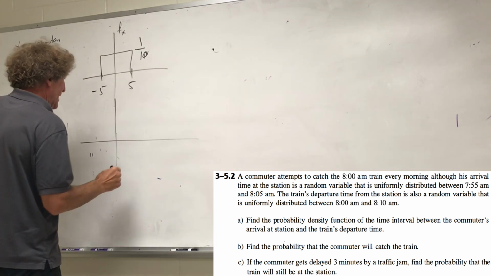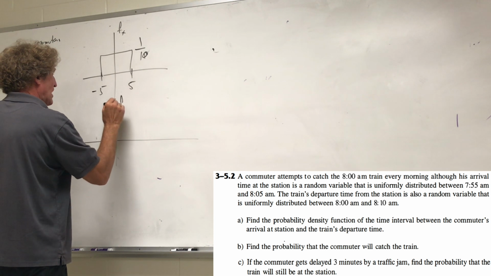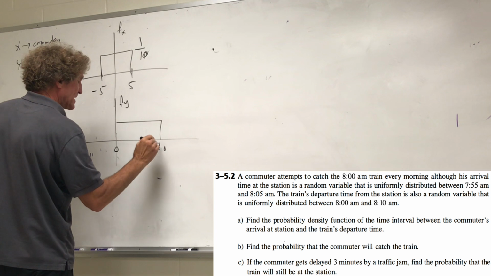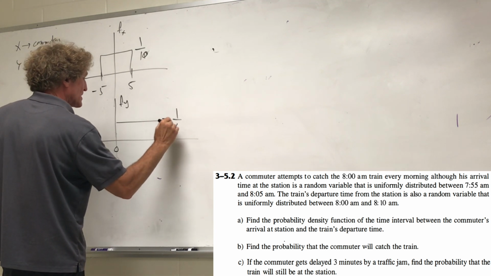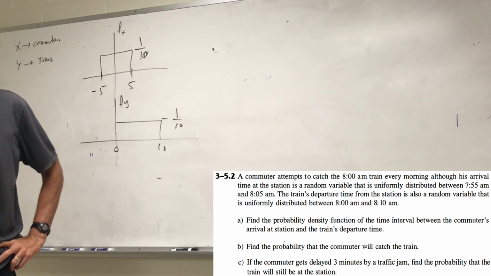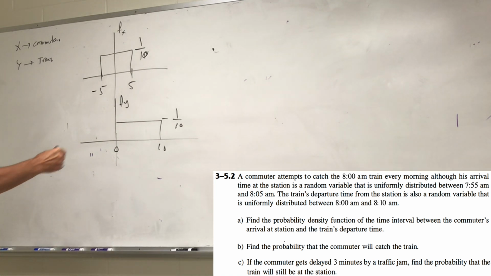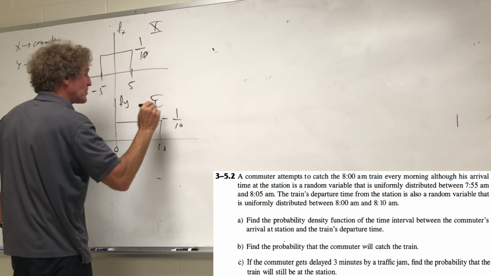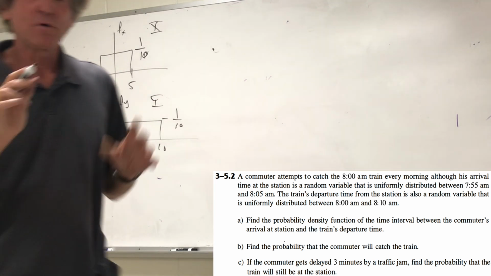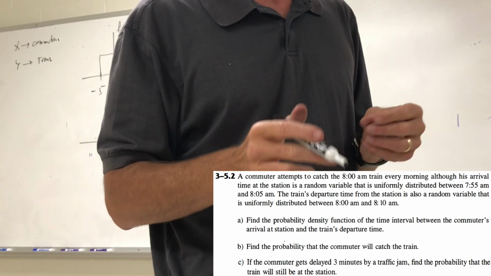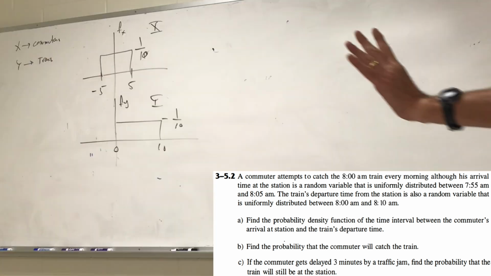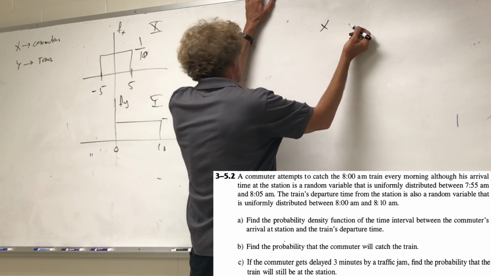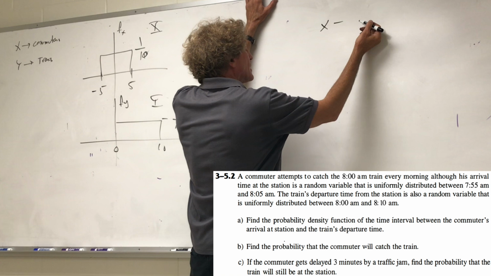Now, underneath this, we have the f of y. This is the train's departure time. It goes from 0 to 10, and it has a height of 1/10. So we have two variables. This has a random variable x associated with it, and this has a random variable y associated with it. What we really need is the probability density function relating the commuter's arrival at the station and the train's departure time.